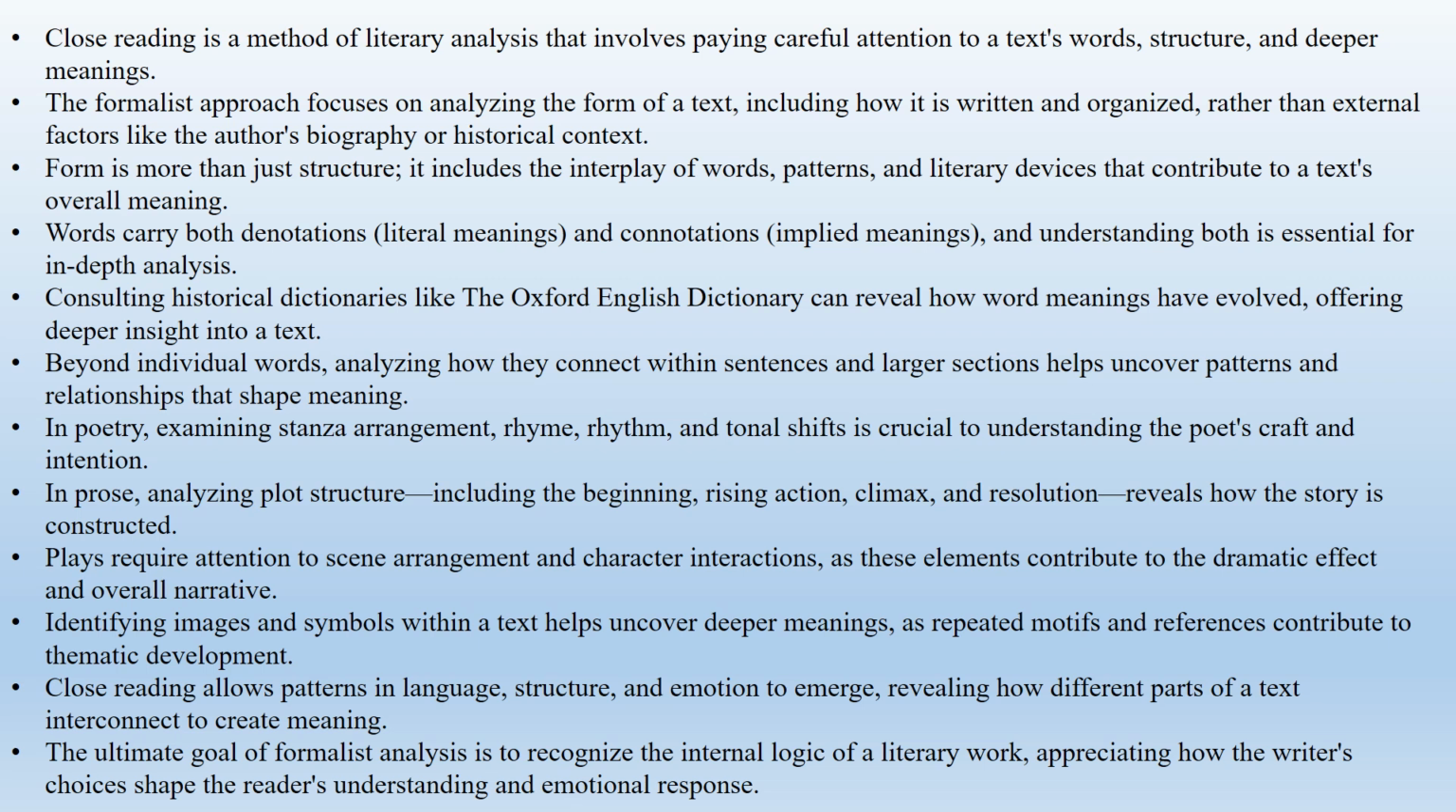Another important aspect of formalist reading is identifying images and symbols. Sometimes a word or object in a story carries a deeper symbolic meaning beyond its surface definition. Certain images, colors, or references may appear repeatedly, shaping the story's atmosphere and adding layers of interpretation. As we analyze these elements, themes begin to emerge, revealing the central ideas of the work. A formalist reading allows us to see how all these elements, words, structure, symbols, and emotions connect to create meaning.